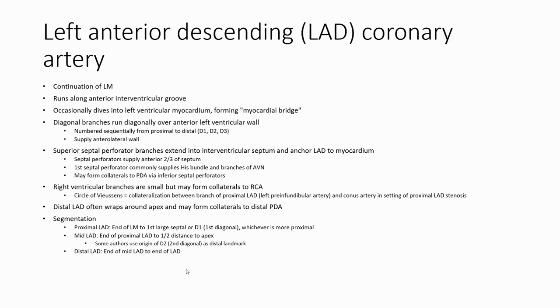Left anterior descending coronary artery. Usually it is a continuation of the left main coronary artery and runs along the anterior interventricular groove. Occasionally it dives into the ventricular myocardium from myocardial bridging. Diagonal branches run diagonally over the anterior ventricular wall, numbered sequentially from proximal to distal, D1, D2, D3, and supply the anterolateral wall.